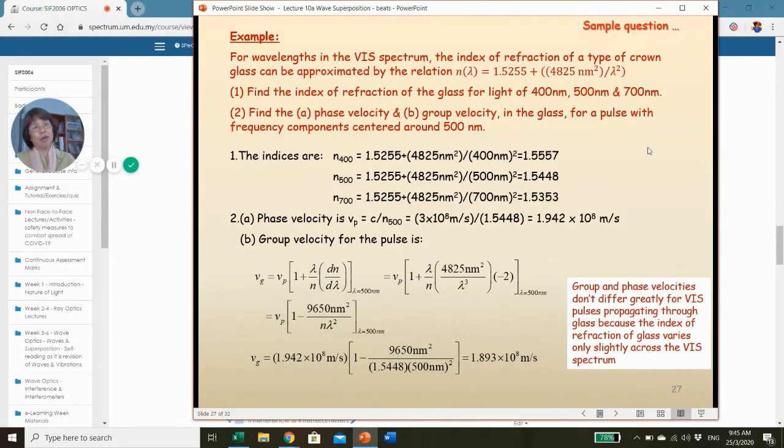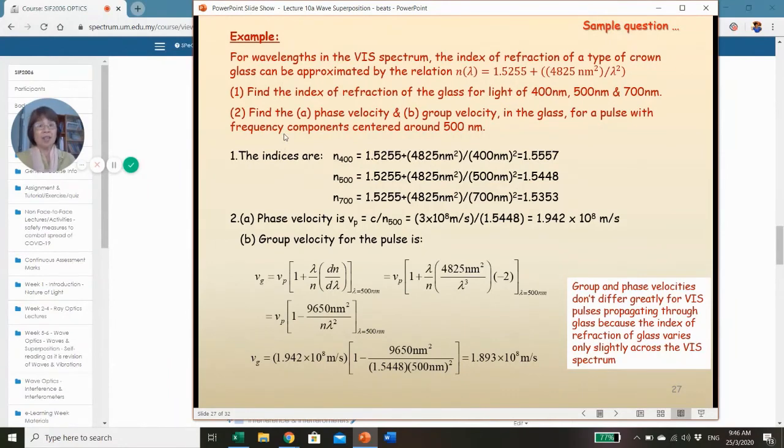This is an example of a question here. For wavelengths in the visible spectrum, the index of refraction for crown glass can be approximated by the relation given here. Question 1 is to find the index of refraction of the glass for light of 400 nm, that is the violet range, 500 nm, that's the mid-range, and 700 nm, that's the red end. Substituting the values in, where lambda should be in nanometers, you'll find that at 400 nanometers n is 1.5557, and at 700 nanometers it is 1.5353. So it drops as the wavelength increases.